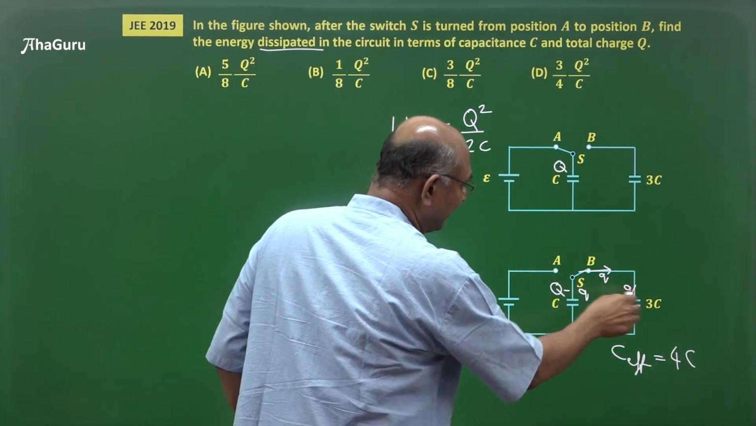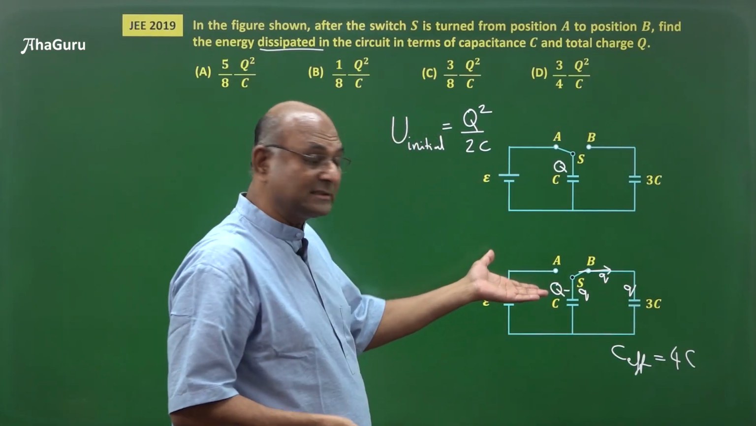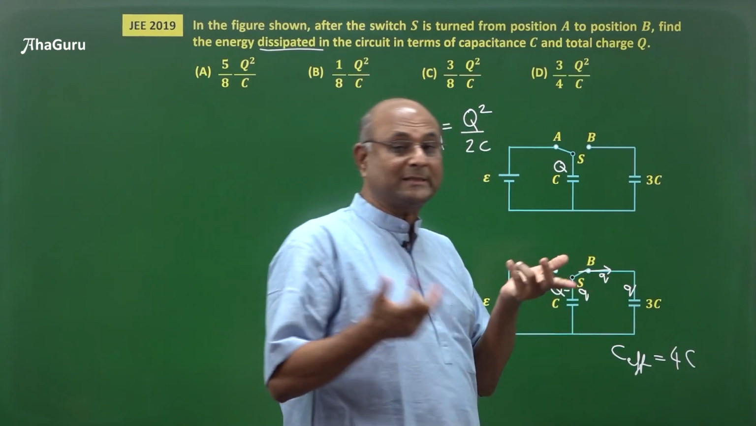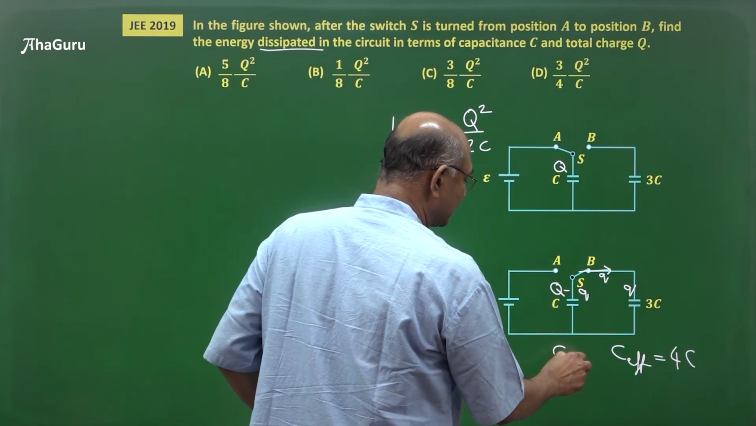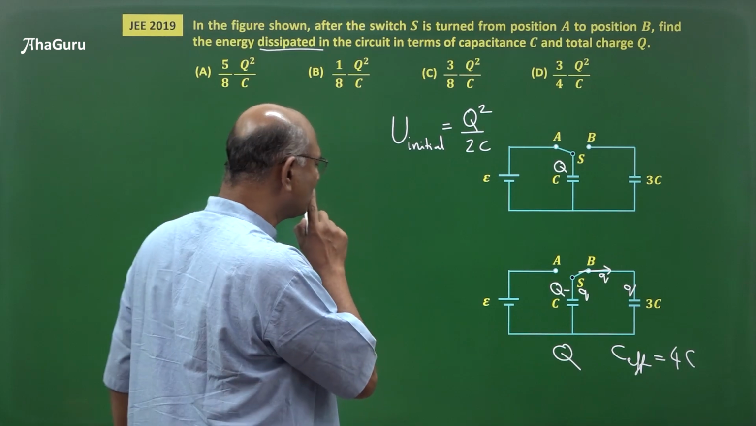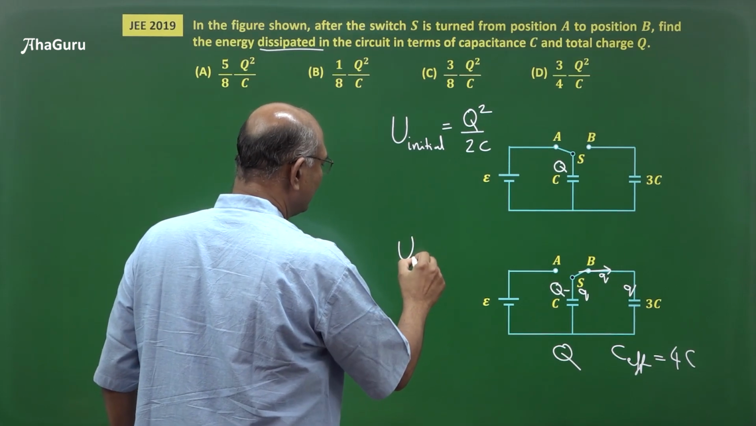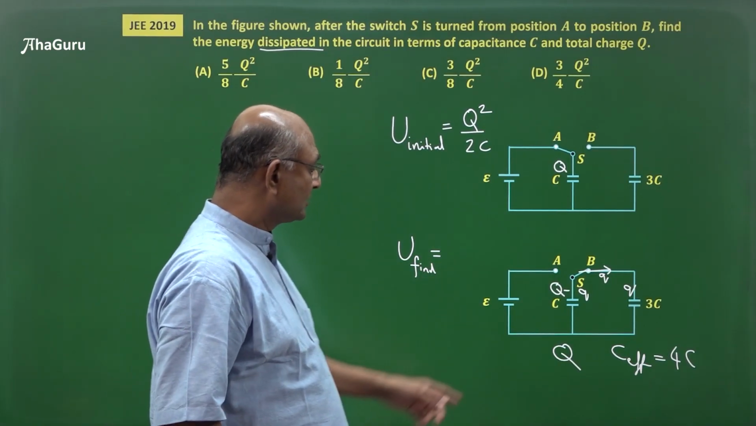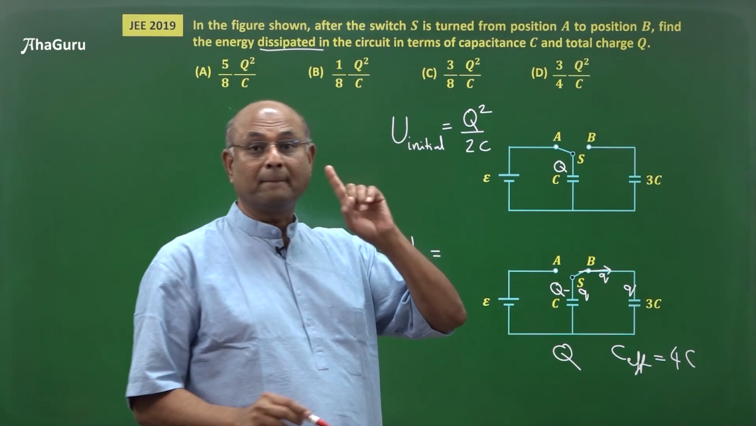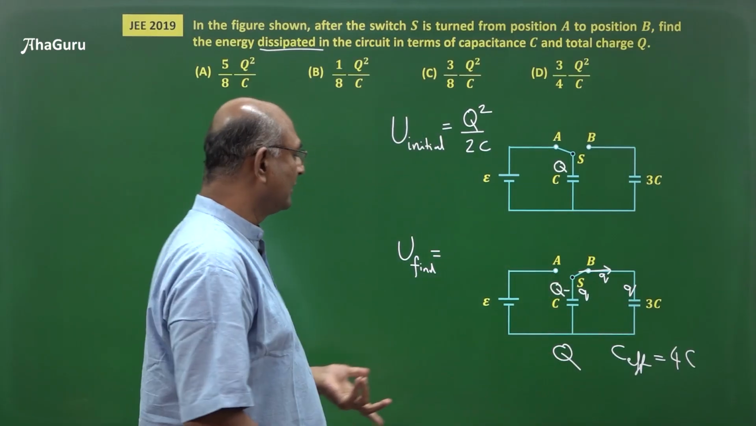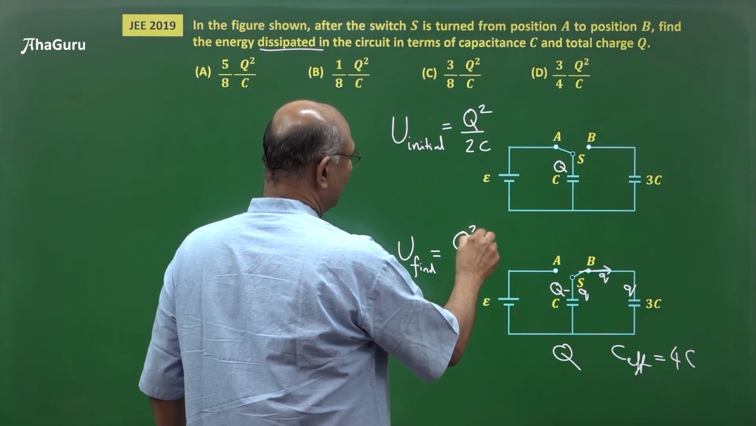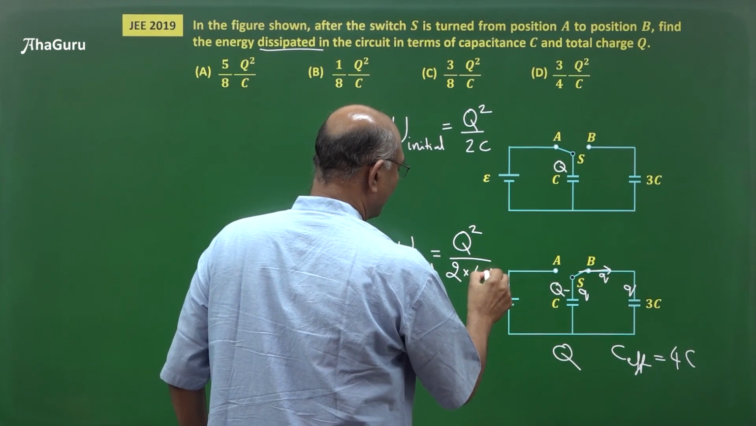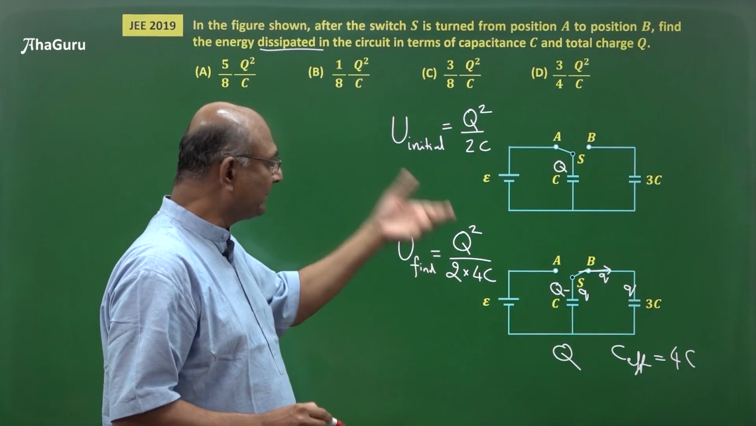And for that effective capacitance, what is the charge? Well, the charge is conserved. No, you can't have the charge. It's only going from here to there. But overall charge is capital Q. So what is the total charge? Capital Q. So what will be the total final energy? U final. Well, it is going to be Q square by 2 times C effective. So Q square by 2 times C effective is 4C. Right? Q square by 8C.